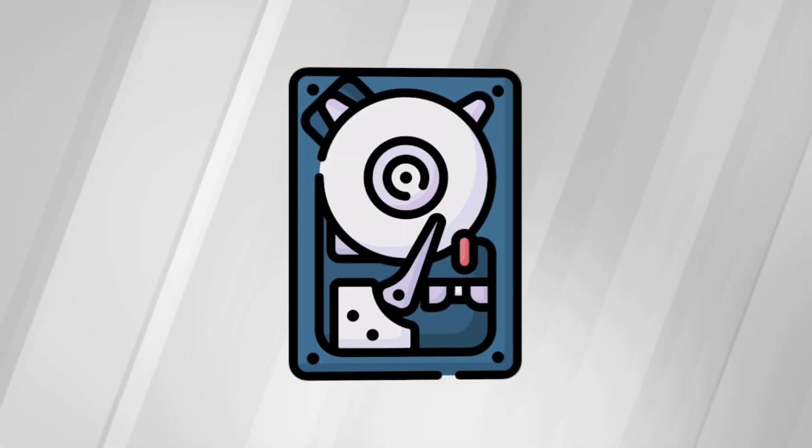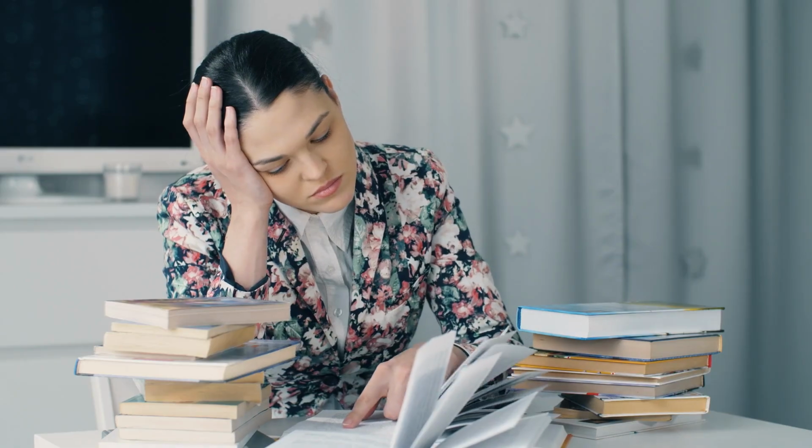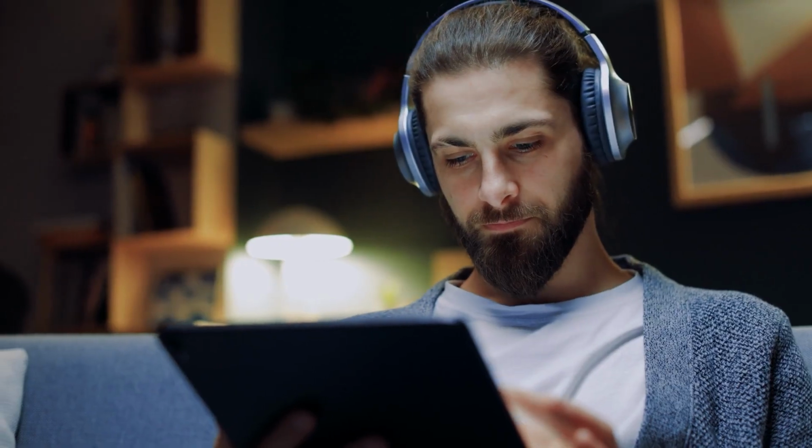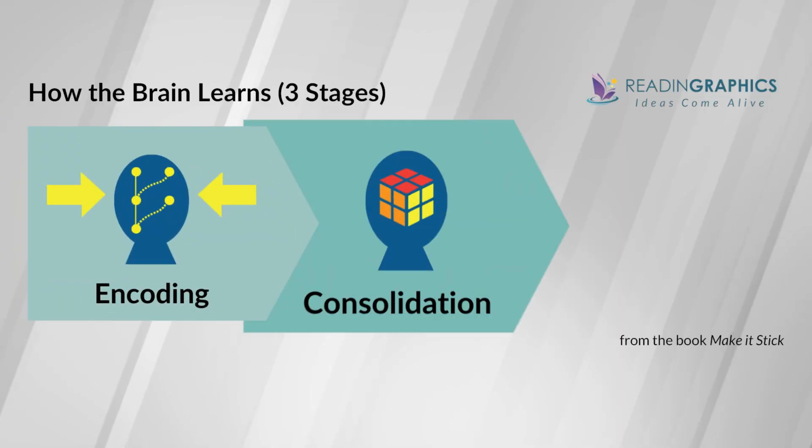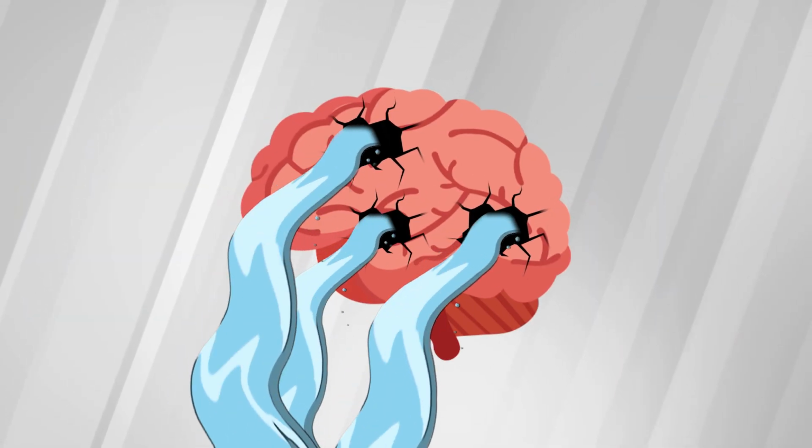Most people approach learning the wrong way. They treat the brain like a hard drive, thinking that they can simply save whatever they read, watch, or listen. But as we have seen, that's not how your brain works. The good news is, once you understand the 3 phases of learning, you can fix the most common leaks.